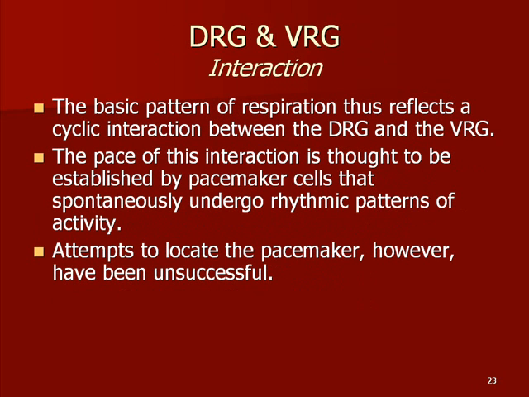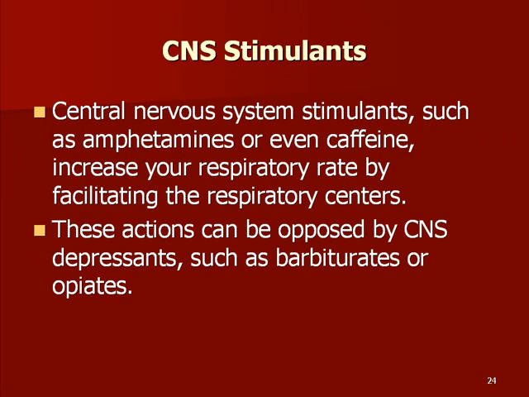The basic pattern of respiration thus reflects a cyclic interaction between the DRG and the VRG. The pace of interactions is thought to be established by pacemaker cells that spontaneously undergo rhythmic patterns of activity. Attempts to locate the pacemaker, however, have been unsuccessful in research.